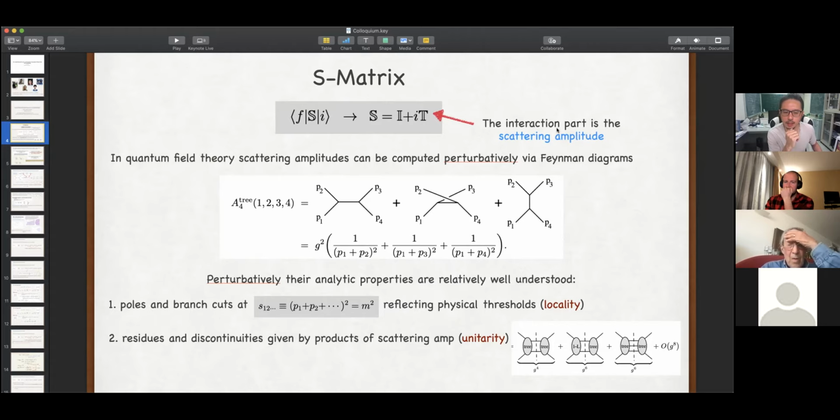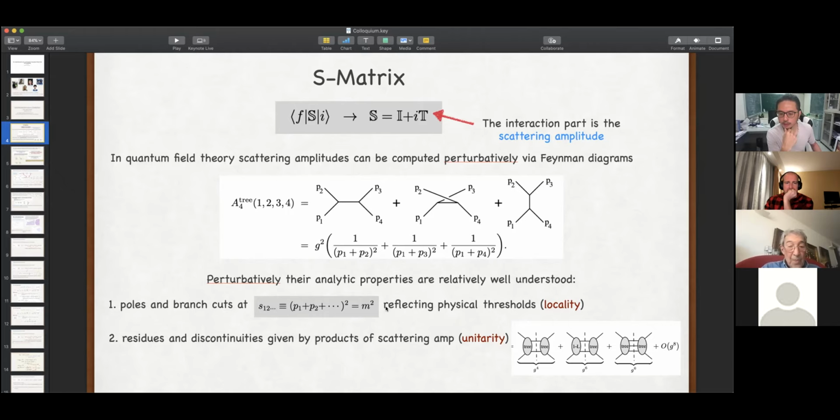In generic quantum field theory, of course, we compute the scattering amplitude perturbatively using Feynman diagrams. In the end that gives some function in terms of the kinematic variables. Now, perturbatively, the analytic properties of general scattering amplitudes are relatively well understood. For instance, we know that this function in the Mandelstam variables must have poles and branch cuts, reflecting physical thresholds.